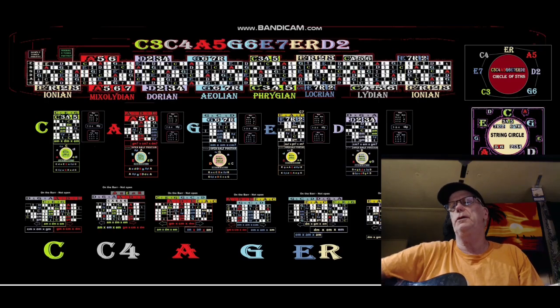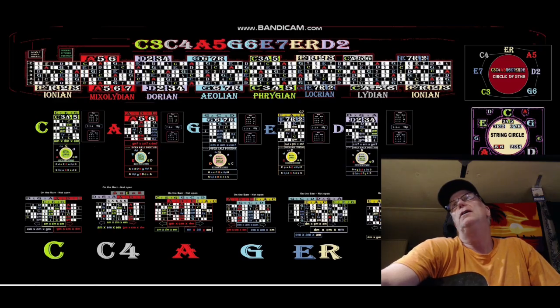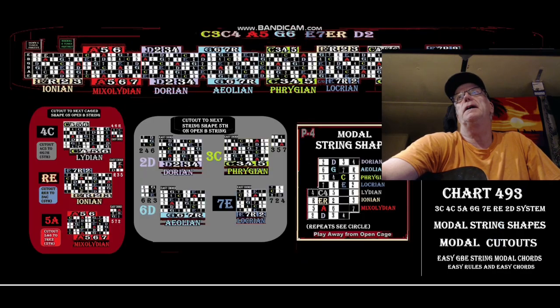So we're looking at charts 492 and 493 here. We've got the expanded modal CAGED word. Here's CAGED, here's the shorter version of it, here's the complete modal set, and then in the next chart, 493, I've rearranged it. So if you see 3C or C3, it's the same thing. It's just that here the emphasis is on the numbers, and we're going to need that emphasis.